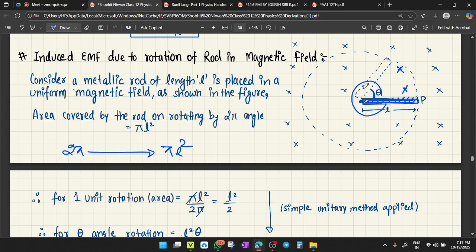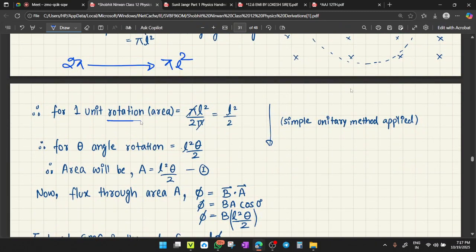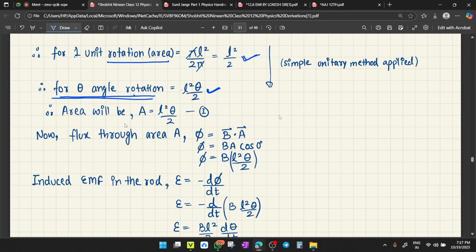Yes or no? So for unit angle of rotation, the area swept is pi L square upon 2 pi. Pi and pi cancel. This is equal to L square upon 2 for unit rotation. Now for any random angle theta, you just multiply by theta. So that is equal to L square theta by 2. This is the area swept. Clear? So the area swept equals L square theta by 2.